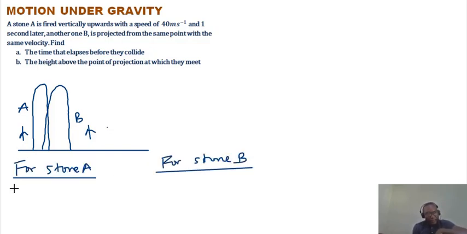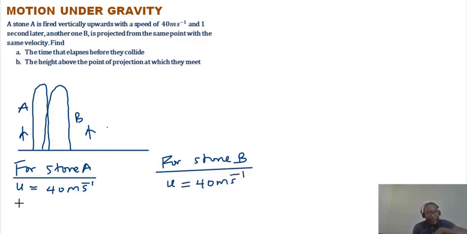They need us to find the time that elapses before they collide. So this is the point of collision. This is stone B also being projected upwards. We can have here the summary for stone A and then for stone B. Both of them were projected at the same speed, which is 40 meters per second.